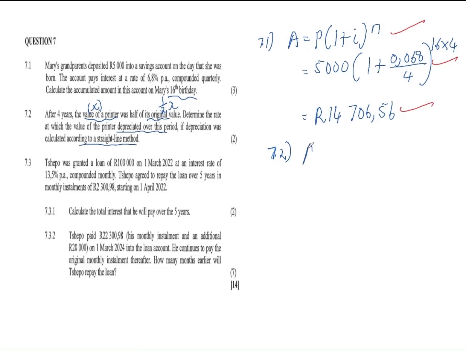Remember, the straight line method is A equals P times (1 minus I) multiplied by N, right? So our accumulated amount now is what? Half X. Remember, it will depreciate to half of its original value. So P represents the original price, and then A represents the book value, right? Then this is equals to what?